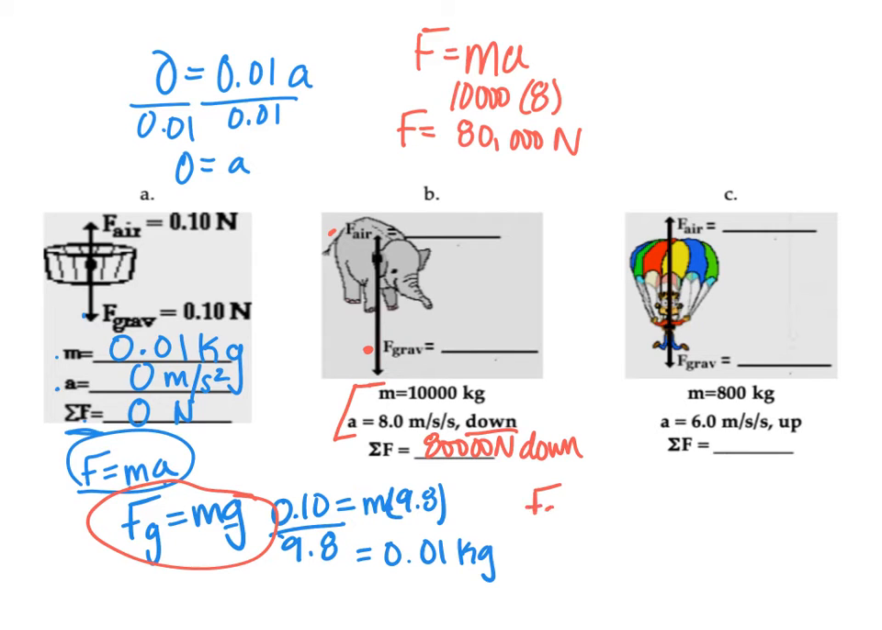So force of gravity equals your mass of 10,000 times 9.8, which is going to equal 98,000 newtons, right? So that is our down arrow. Now we want to find our up arrow by subtracting 98,000 minus 80,000 newtons, because we again want this down arrow to be 80,000 more than the up arrow. So we'd have to subtract them to know the difference.